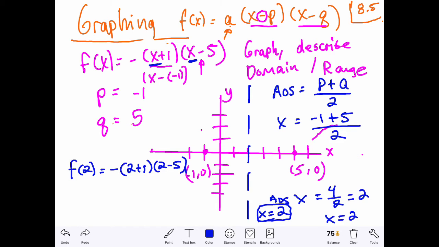So what did we do? Well, we took what x equaled for our axis of symmetry, and now we're going to solve for the y value of the vertex here. So I plugged 2 in for every x, and let's solve for y. Well, let's simplify first. 2 plus 1 is 3, and I have that negative out front, and 2 minus 5 is negative 3.